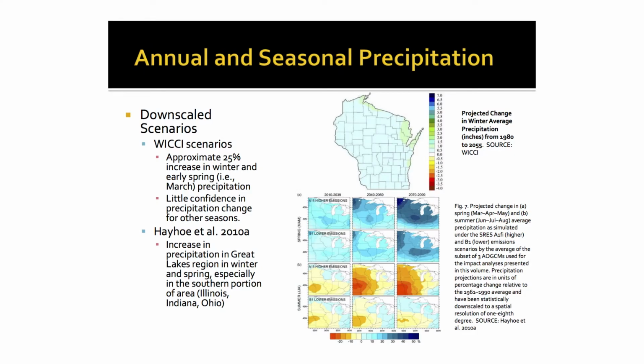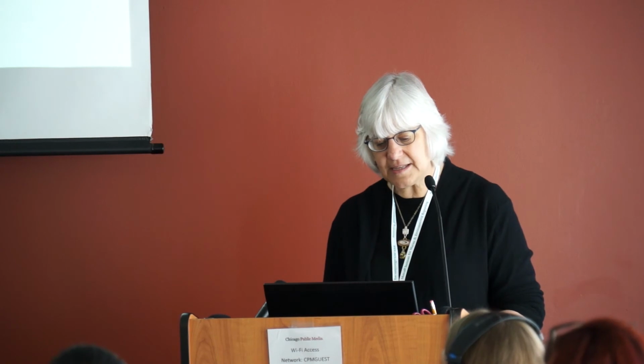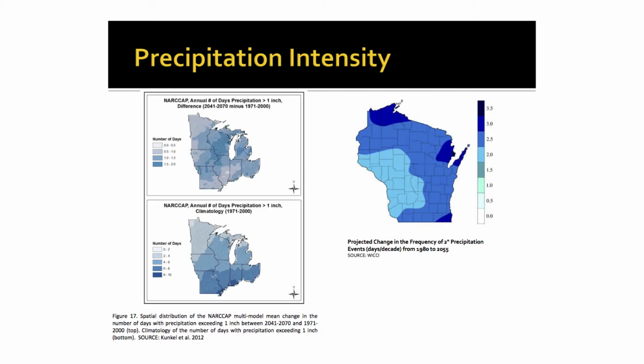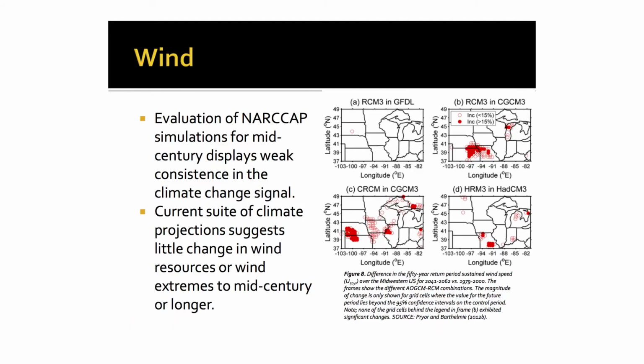The downscaled scenarios, again, we have them from Catherine, we have them from Wiki, and they are all fairly consistent that we have high uncertainty in the summertime for precipitation. But they are more consistent in that the number of days with heavy precipitation should increase, fairly uniformly across the area. Now, when we come to wind, there is a lot of uncertainty. At this time, there's little evidence to suggest a change in wind resources.